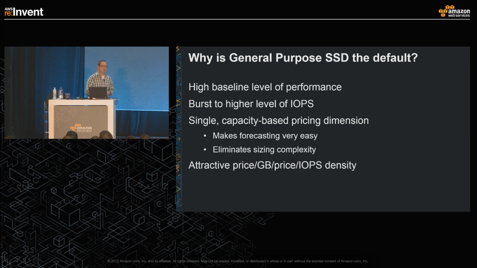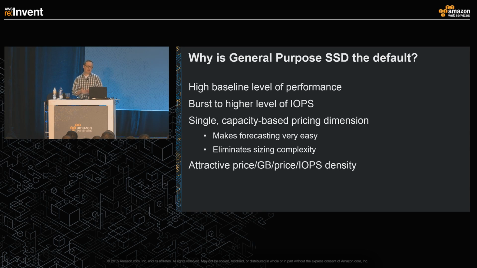So why have we made general purpose SSD the default? If you haven't noticed, or if you're a new user on the platform and you grab an EC2 instance and try to launch an AMI that has magnetic as the boot volume, we actually pop a little dialog up on the console and say, hey, we notice you're not using GP2. Would you like to make this the default? And we've worked very hard to make GP2 the default on all of the Amazon Linux AMIs and worked very hard with the Windows team to get Windows using GP2.